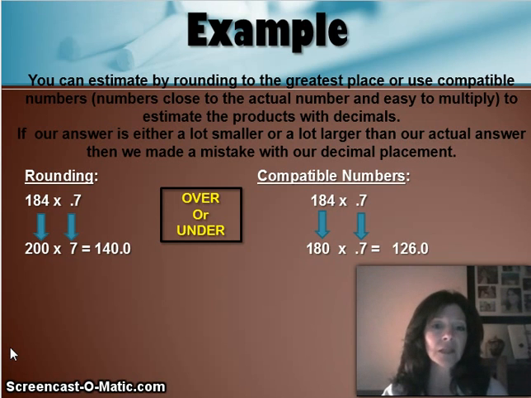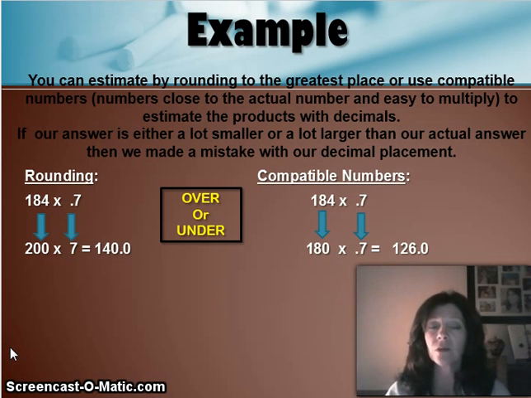So if our answer is either a lot smaller or a lot larger than our actual answer, then we made a mistake with the decimal placement. This estimating is helping you to figure out if your actual answer, by multiplying decimals and whole numbers, with your decimal placement is correct. The whole reason that we do it is for decimal placement. So remember, when you're estimating, if your answer is much larger or much smaller than your actual answer, then your decimal placement is probably incorrect.